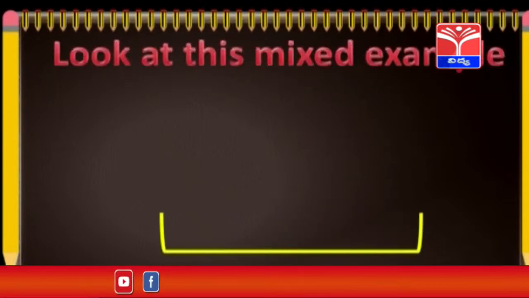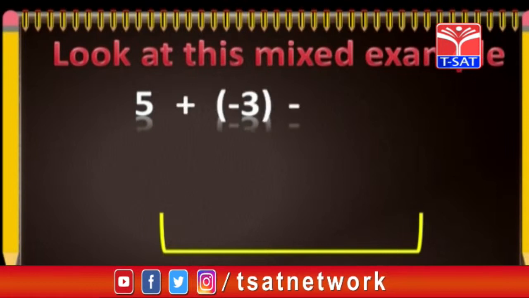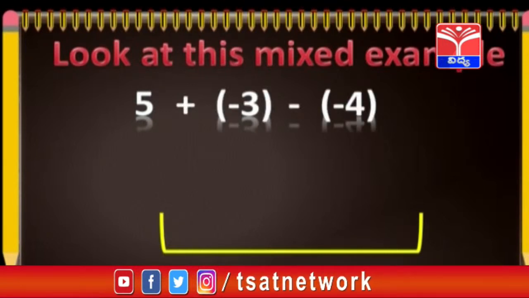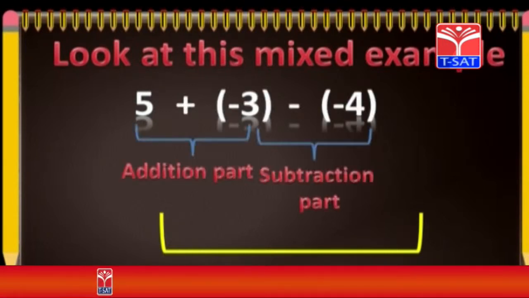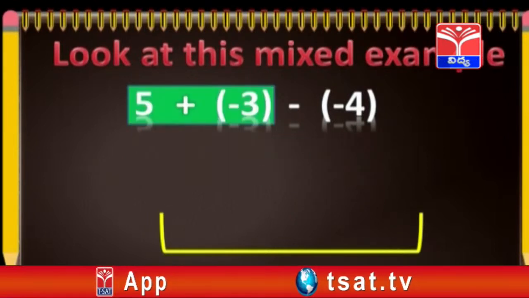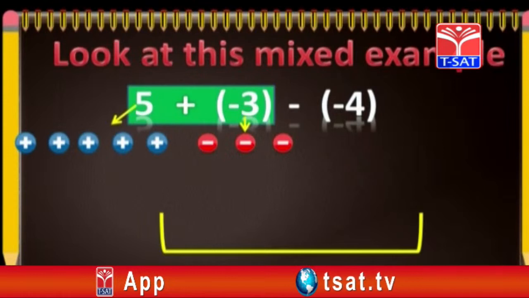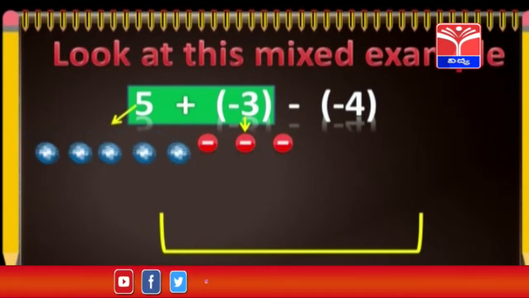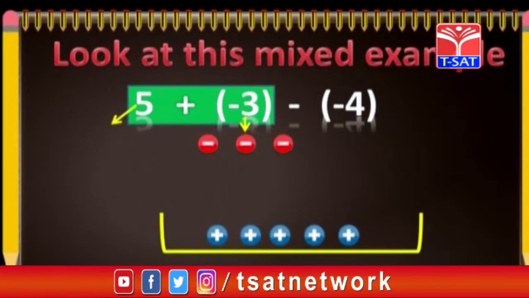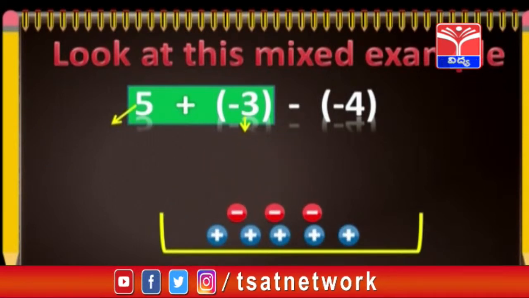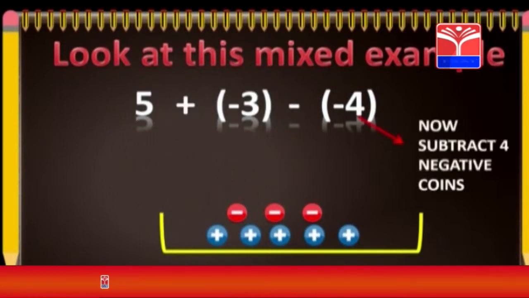Yes. Now look at this mixed example problem. This problem has an addition part as well as a subtraction part. First we do this addition part. 5 means 5 positive coins, and negative 3 means 3 negative coins. We as usual arrange them into the basket. And now negative 4 means remove 4 negative coins.